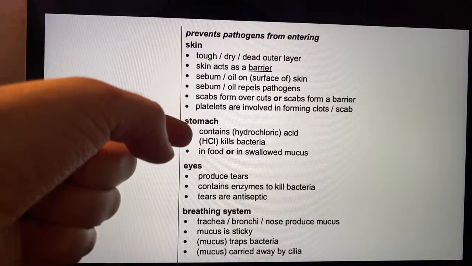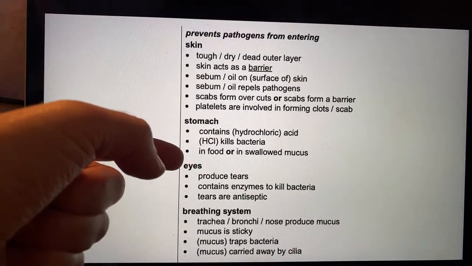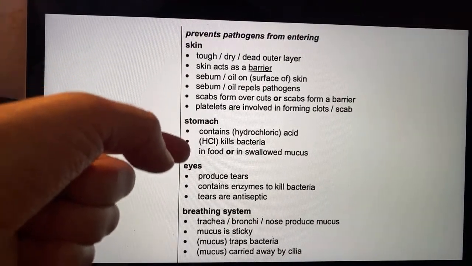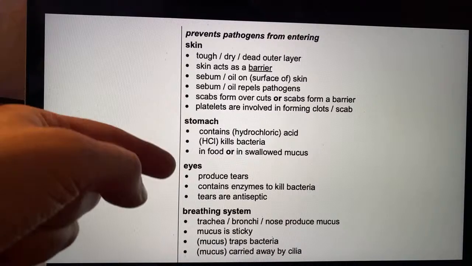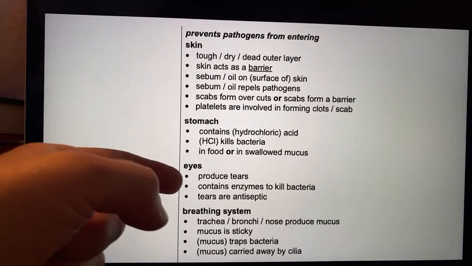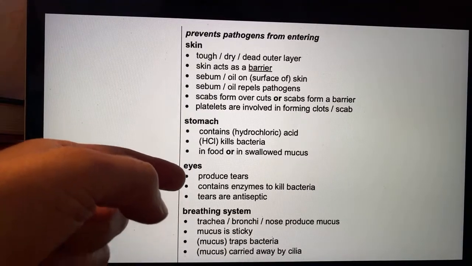So you get a mark for stomach acid and a mark for kills bacteria. And another mark for saying that if the bacteria is in the food or in swallowed mucus. That's quite a nice way to get 3 marks. If you said your eyes make tears, I think if you've just written tears, that would be fine, that's a mark. And if you remembered the word enzymes, those chemicals that kill bacteria, you get another mark.